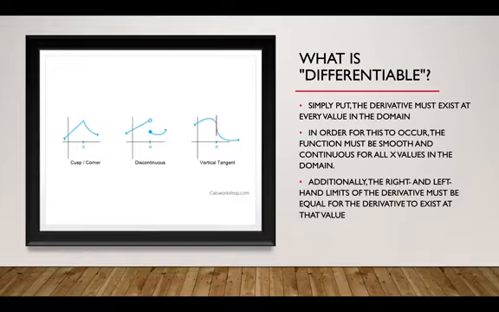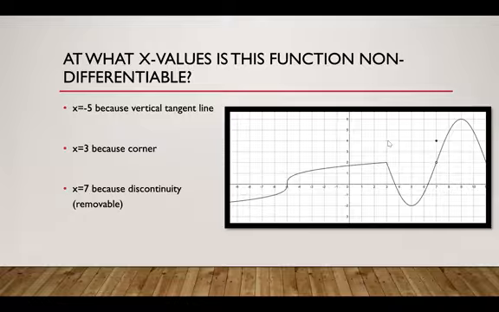Basically, the left and right hand limits of the derivative must be equal at that value that we are talking about. All right, and we'll get into that more later. First, let's be able to identify from a graph what x values would not be differentiable.